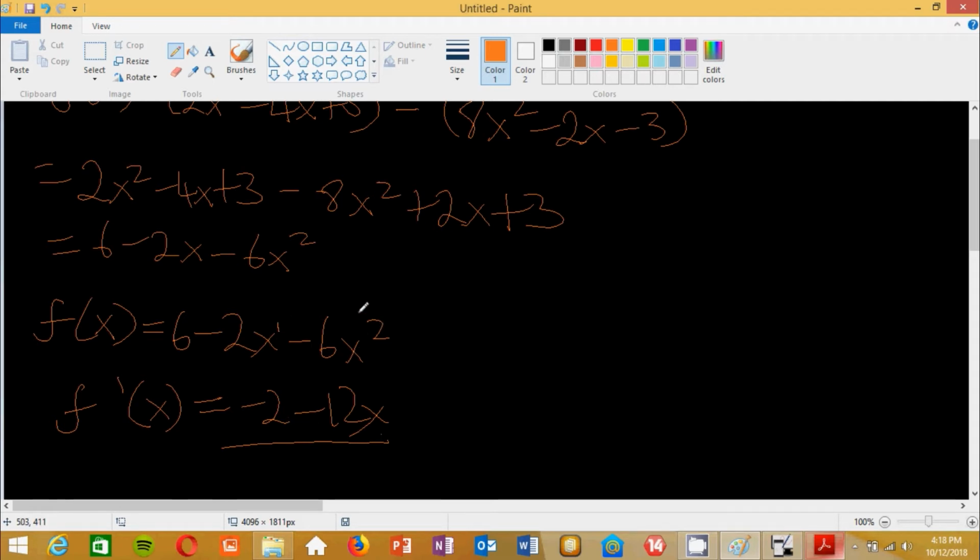Here, drop down the power. 2 multiplied by negative 6 is negative 12. 2 minus 1 is 1, so the new power is 1. And that gives us the derivative of this function.